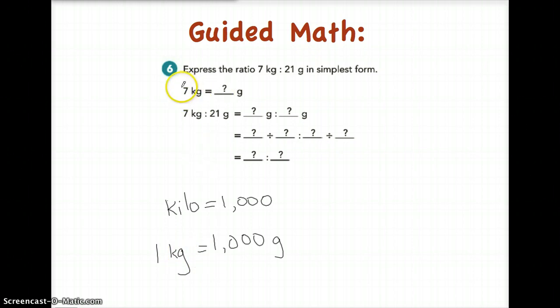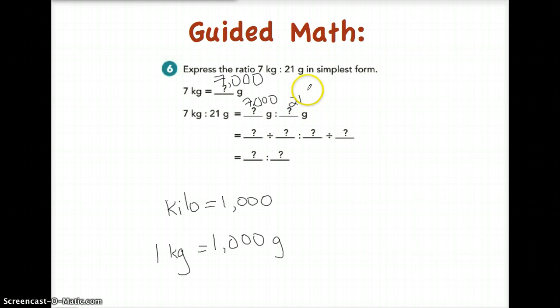So it says we need to express this in the simplest form. So we have 7 kilograms equals how many grams? Well, we know that there's 1,000 grams in 1 kilogram. So we have 7,000 grams in 7 kilograms. So they want you to create this ratio. So we can say that there are 7,000 grams because we're writing it in place of 7 kilograms. We're writing 7,000 grams to 21 grams.